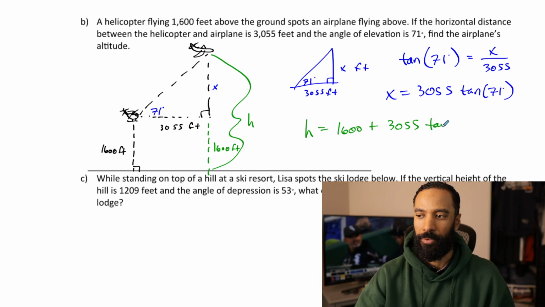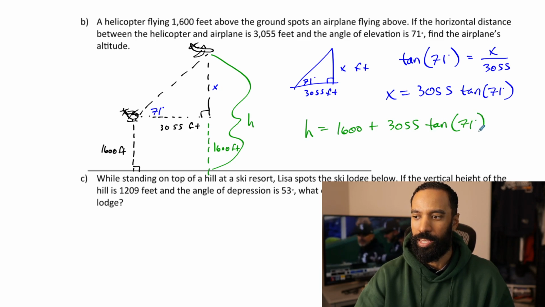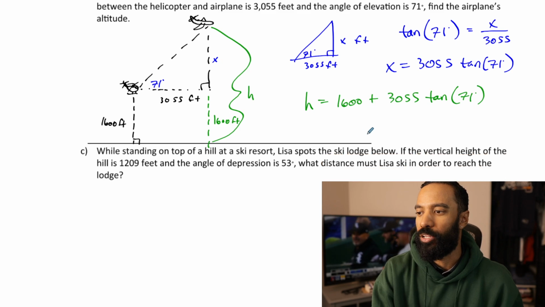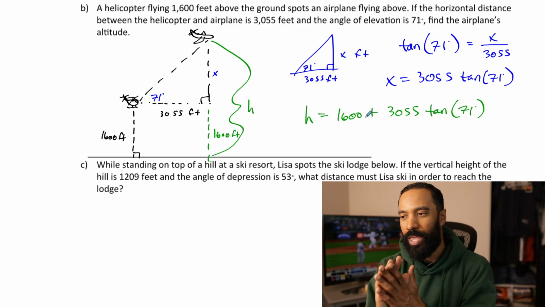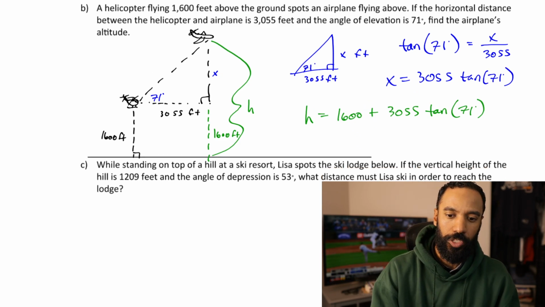Like I said, I don't want to round early. I don't think the rounding is going to affect anything because it's just addition of an integer. But let's go ahead and write out what the full answer is going to be here. So I'm going to go to my calculator. I'm going to type 1600 plus 3055 times the tangent of 71 degrees.